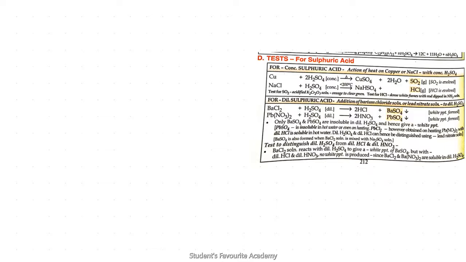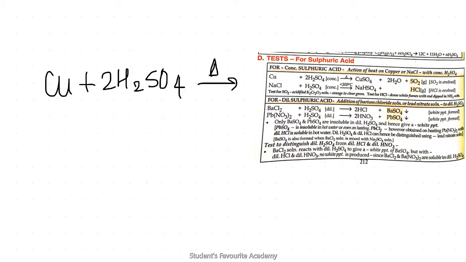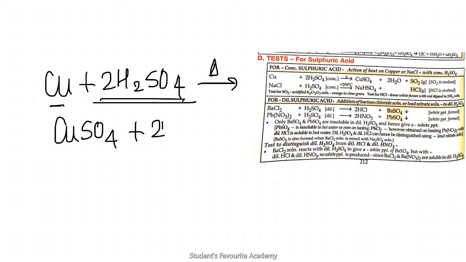Now here, children, suppose copper is being reacted with concentrated sulfuric acid, and then ample heat is being given. We have just read this, children, whenever a metal is reacted with concentrated sulfuric acid, the salt is being formed. We have studied this already. And then what is being released is water, and what else is being released is sulfur dioxide. Here they are saying the SO2, the sulfur dioxide, is being evolved.